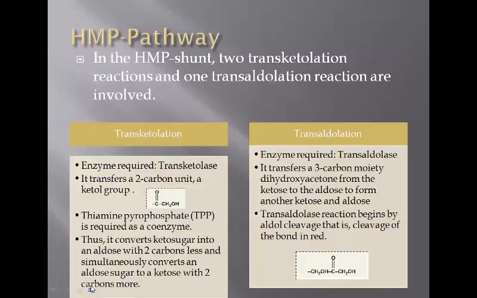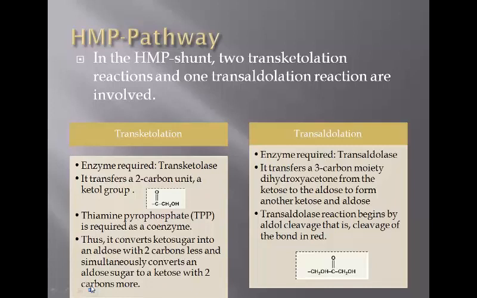In the HMP non-oxidative phase, 2 transketolation and 1 transaldolation reactions occur. First, see what happens in transketolation and transaldolation. In transketolation, the enzyme required is transketolase, which basically transfers a 2-carbon unit, a ketol group, and it requires a coenzyme, that is thiamine pyrophosphate.